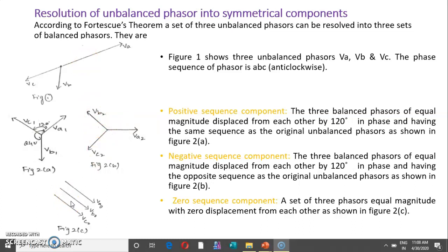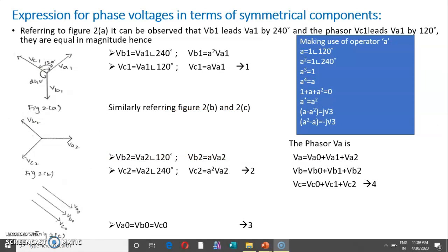Whereas the zero sequence components are the same in all respects. They have the same magnitude and the same angle, and you can also draw them straight with a zero angle. So we can call them a set of three phasors of equal magnitude with zero displacement from each other. The angle will be what? Zero. So this is about converting unbalanced phasors into symmetrical components. Once I convert the unbalanced phasors into symmetrical components, we have to discuss how to express those phasors as equations. That is the next topic.